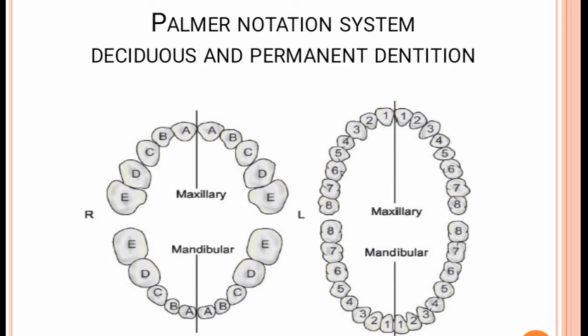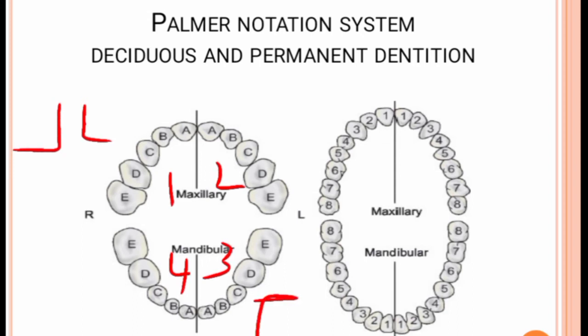For the maxillary right quadrant, that is the first quadrant, we use this sign. For the maxillary left, the second quadrant, we use this sign. For the mandibular left we use this sign, and for the mandibular right we use this sign. Let me show you a chart.